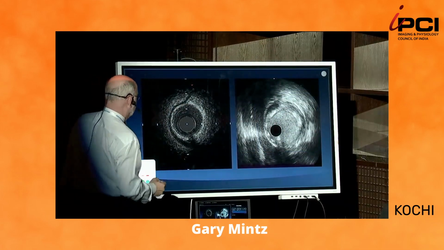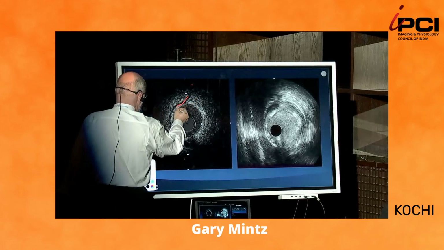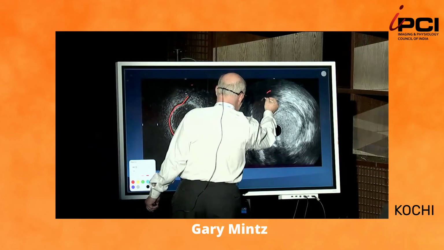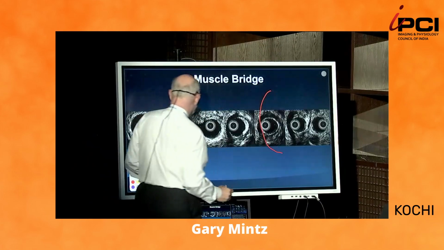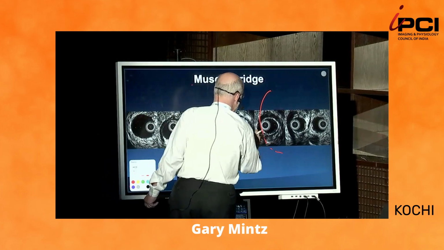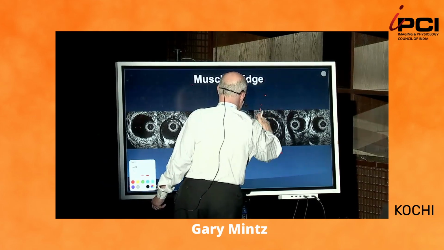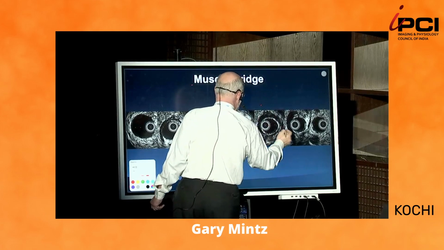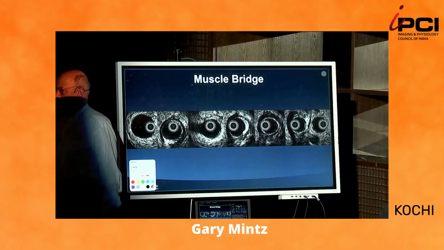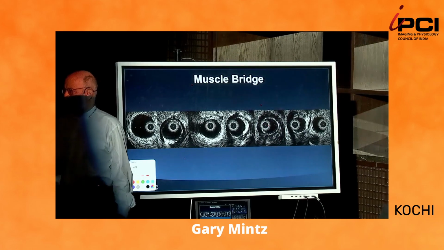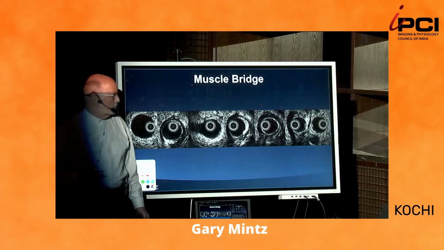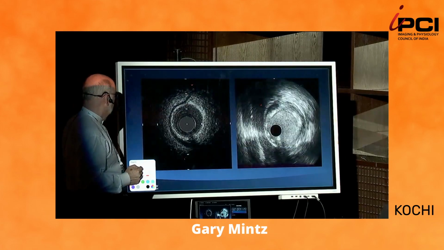This is a muscle bridge. This is a muscle bridge. This is a muscle bridge. It hugs the adventitia. And this is a muscle bridge. Sorry? Pericardium versus the muscle bridge. Are there distinguishing factors that make one easier to identify than the other?